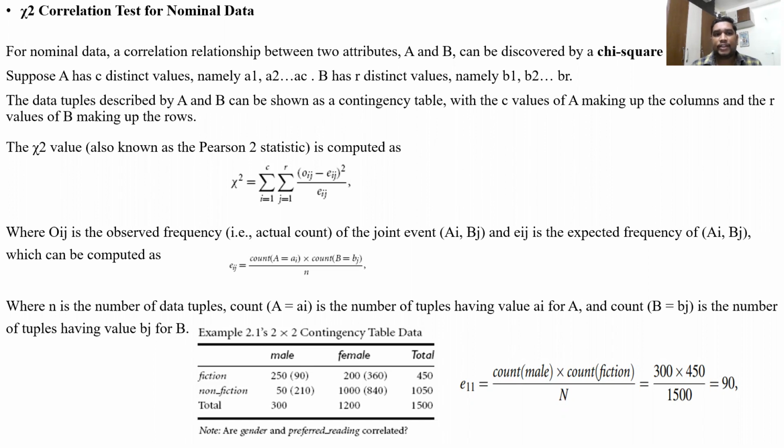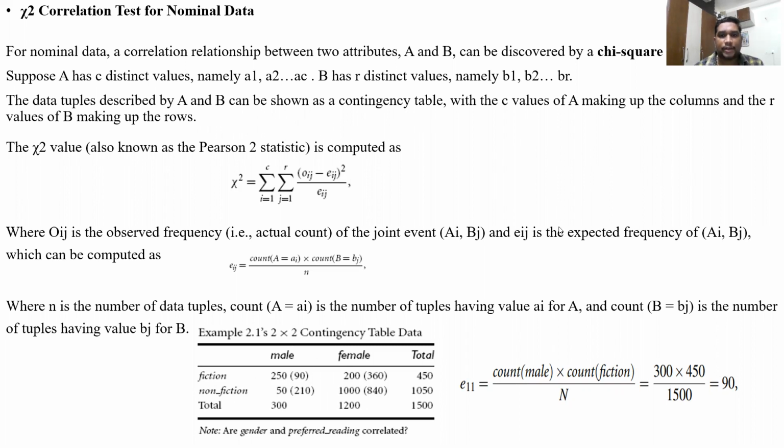A has attributes A1, A2, and B has attributes B1, B2, and so on. Now you are identifying whether these two attributes have the same data or not. The data tuples described by A and B can be shown in a contingency table.